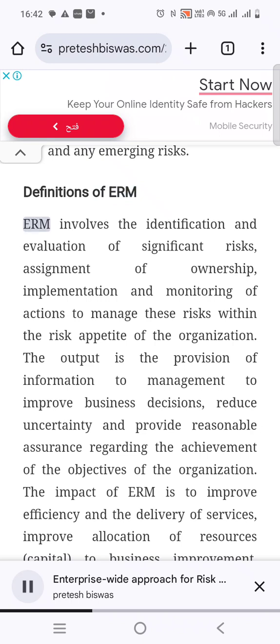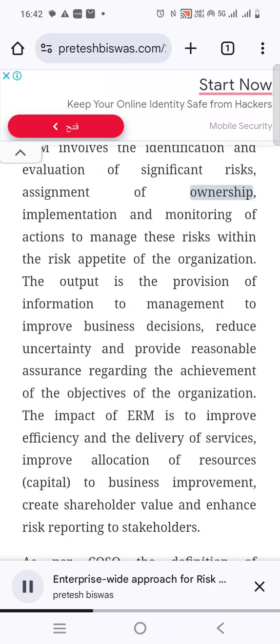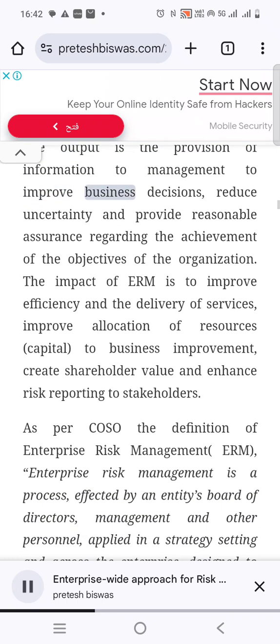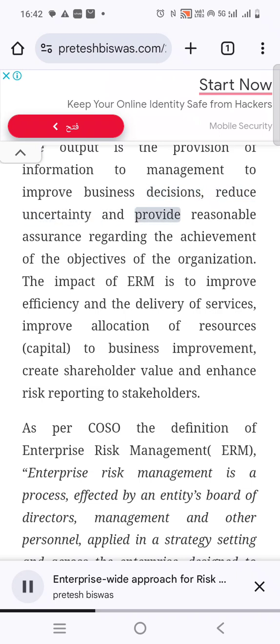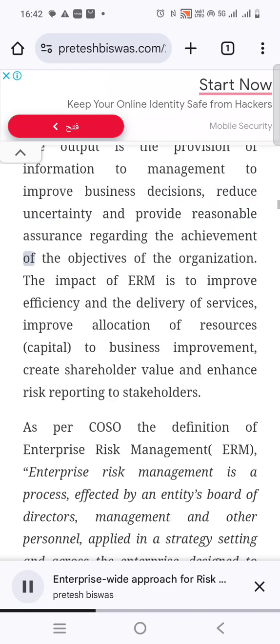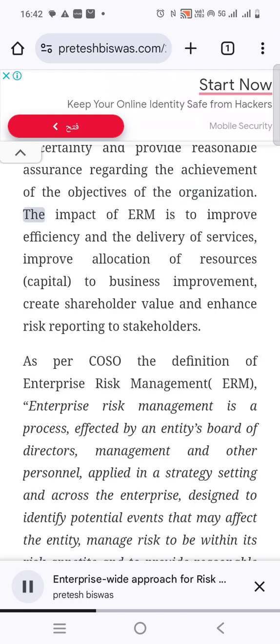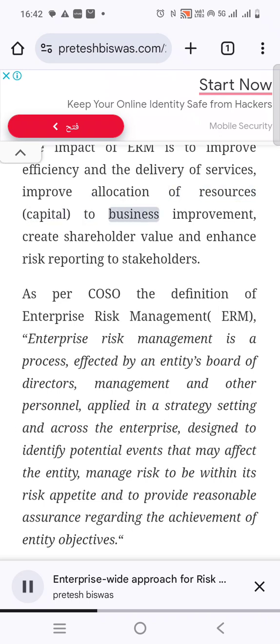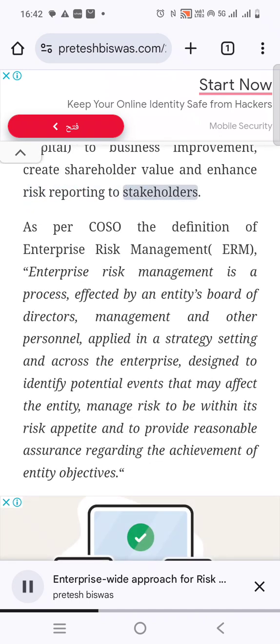Definitions of enterprise risk management. Risk management involves the identification and evaluation of significant risks, assignment of ownership, implementation and monitoring of actions to manage these risks within the risk appetite of the organization. The output is the provision of information to management to improve business decisions, reduce uncertainty and provide reasonable assurance regarding the achievement of the objectives of the organization. The impact of risk management is to improve efficiency in the delivery of services, improve allocation of resources, capital, to business improvement, create shareholder value and enhance risk reporting to stakeholders.